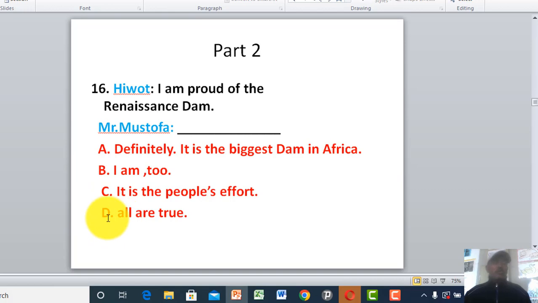So all are true. All are the correct expression. I don't mean these are the only expressions to talk about our Renaissance dam. We do have some more expressions about talking about our Renaissance dam, right?